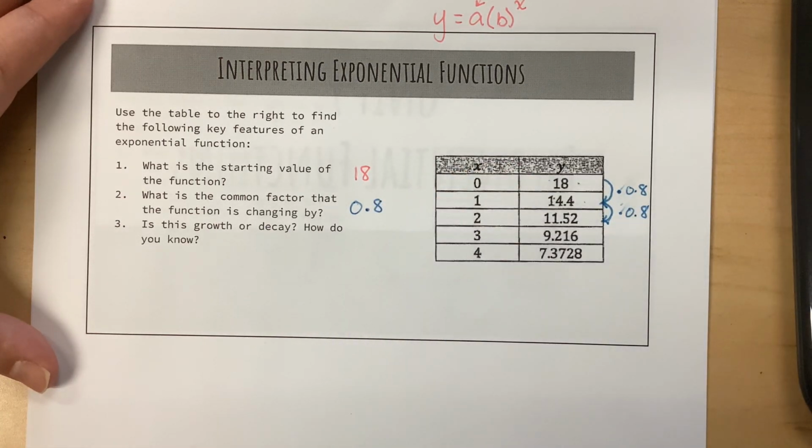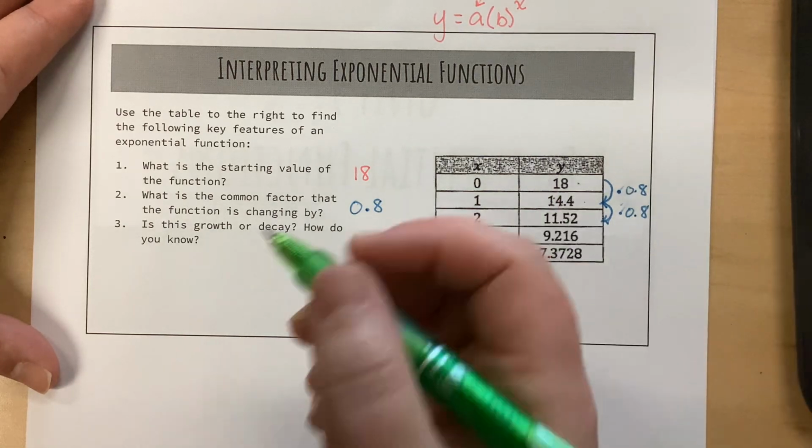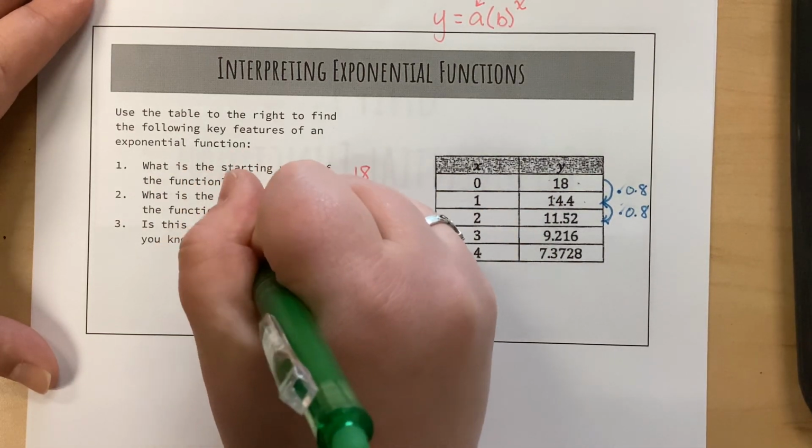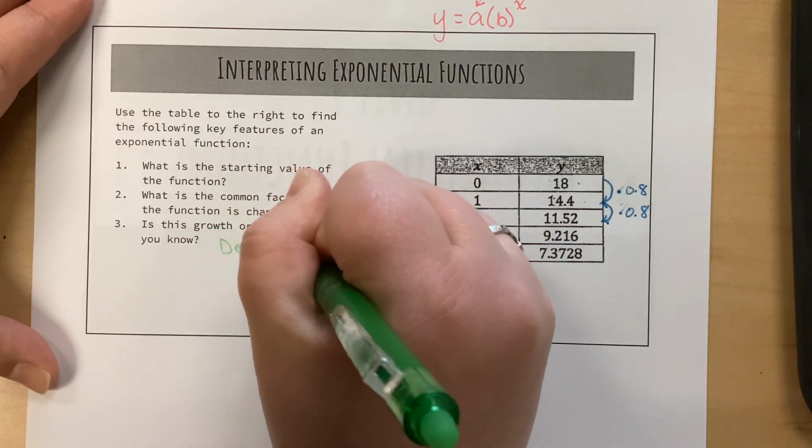All right? And then is this growth or decay? Well, the number is less than 1, so therefore this is decay. And we know that because 0.8 is less than 1.